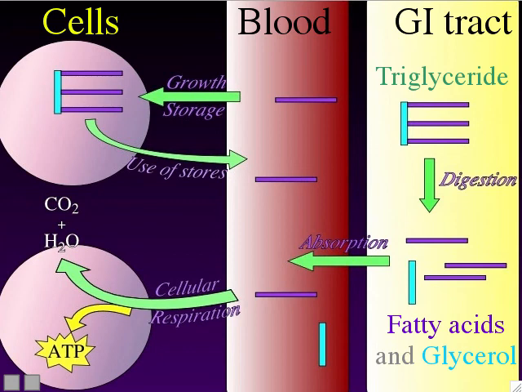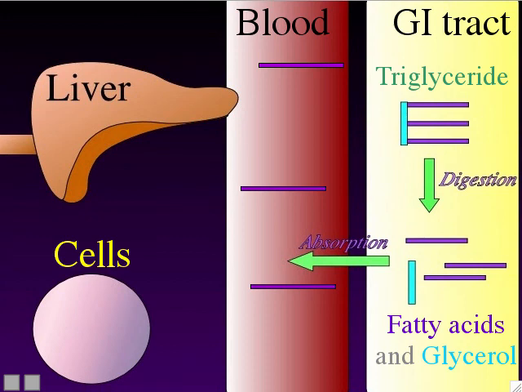Okay, but there's one more aspect of this triglyceride metabolism that we need to add to this diagram before it's complete. And this last aspect has to do with the liver. The liver has a special type of triglyceride metabolism that we haven't put into this chart yet. So let me bring in the liver into this picture.